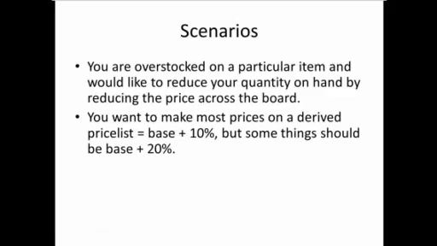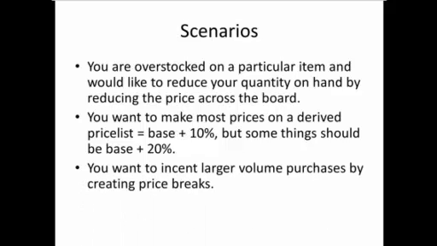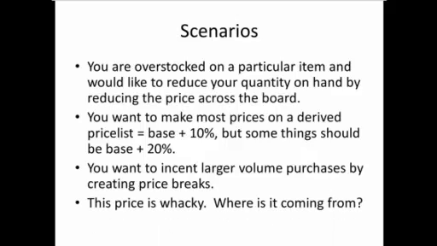Another example might be you want prices based on cost plus 10%, but something should always be a little more than that. Another example might be you want to incent larger volume purchases by creating price breaks. Business One has nice support for that. And the last one's not really a scenario, it's something you might run into: there's something wrong with this price. Where on earth is this coming from? So in order to figure that out, you need to understand how Business One determines prices.